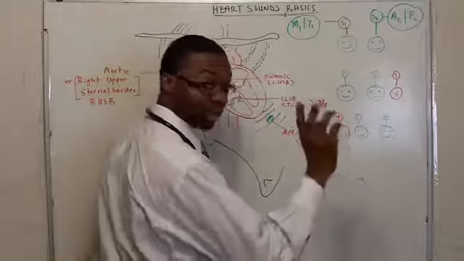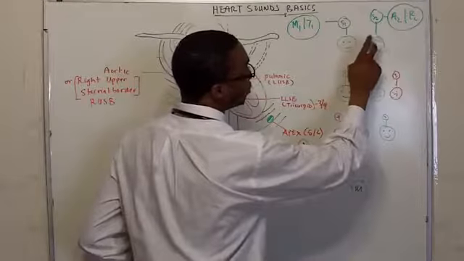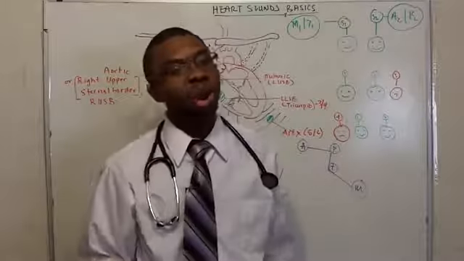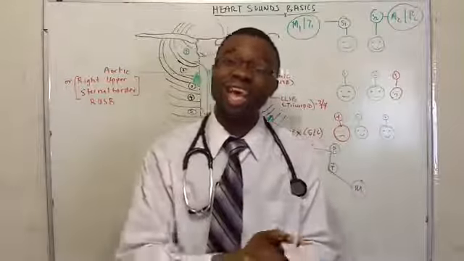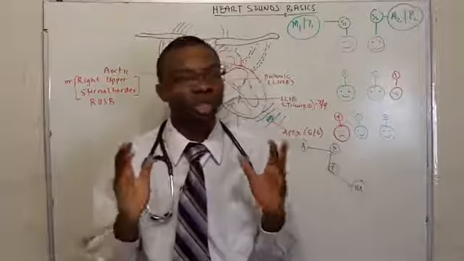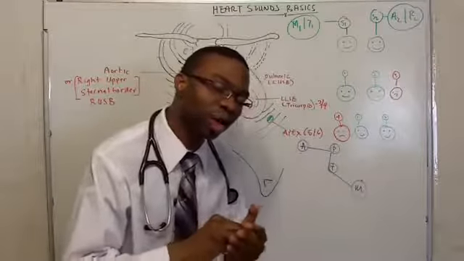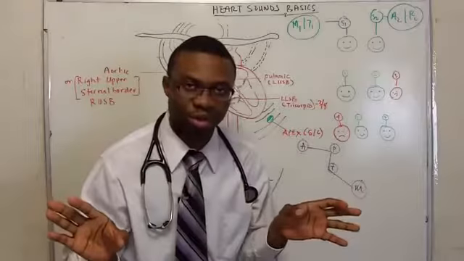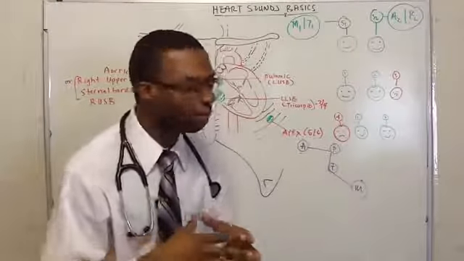Now, let's do that again. 1, 2. That's S1, S2. Wow, it sounds very complicated. No, it's very easy. Look at that. 1, 2. If you can just count 1 and 2, you'll be good. So every time you listen to somebody's heart, just listen for 1 and 2. Okay? That's all you need to start with.